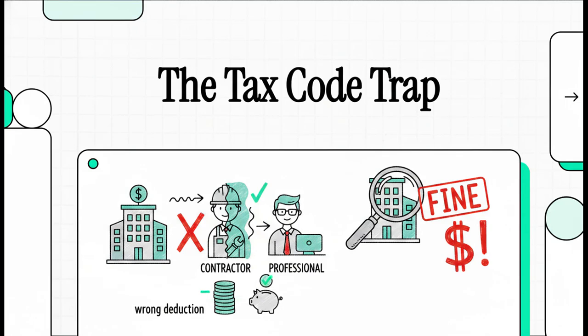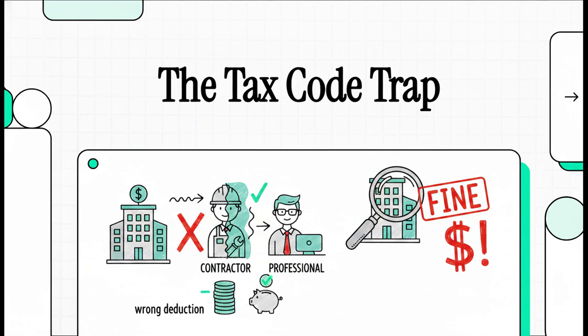Imagine this. A company recently pays a vendor for some custom software development. Super routine transaction, right? Well, because they deducted the wrong tax rate, the government swooped in, audited them, and slapped them with a massive fine. Why? Well, they fell right into the tax code trap.